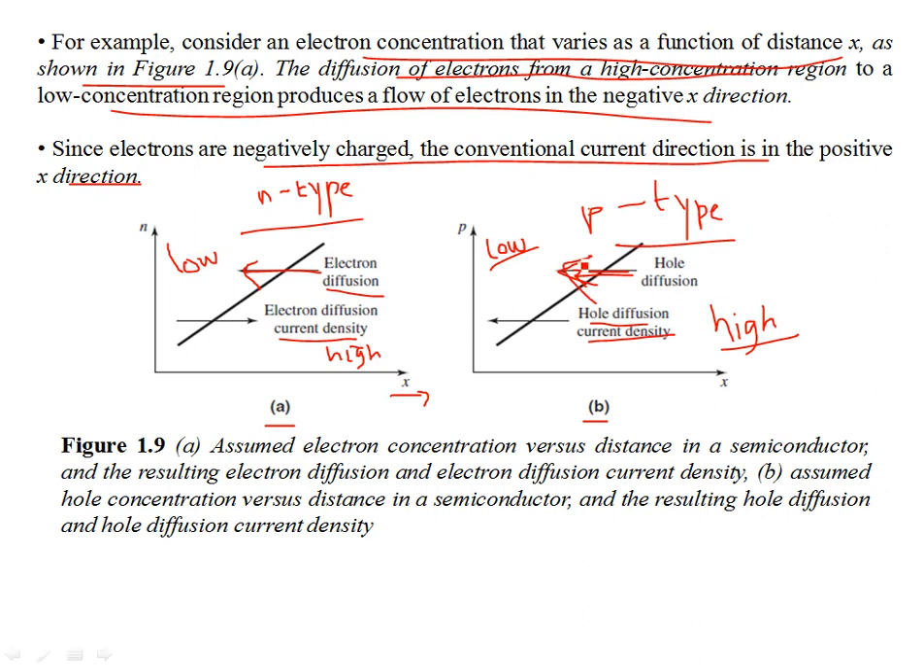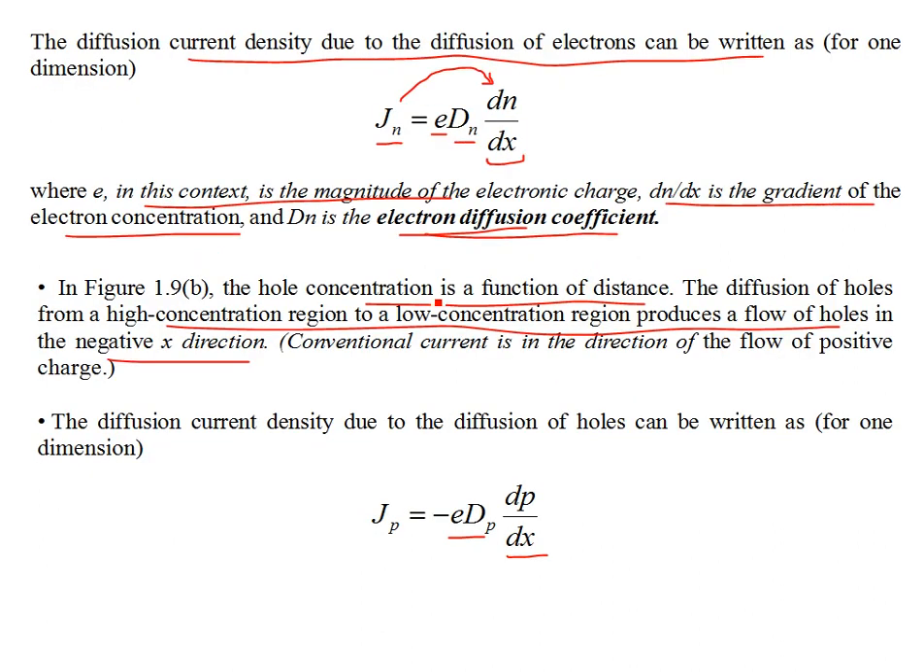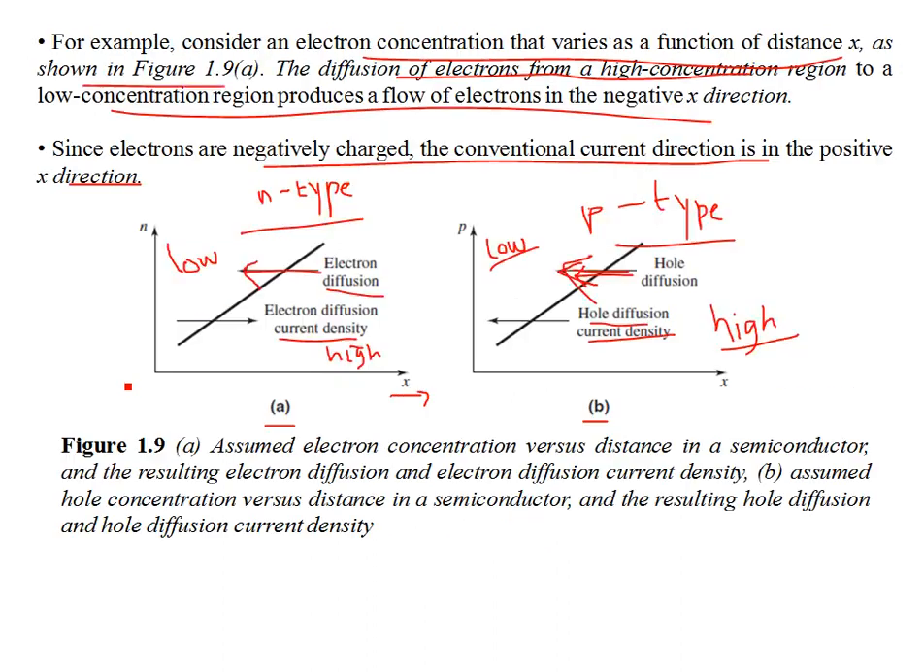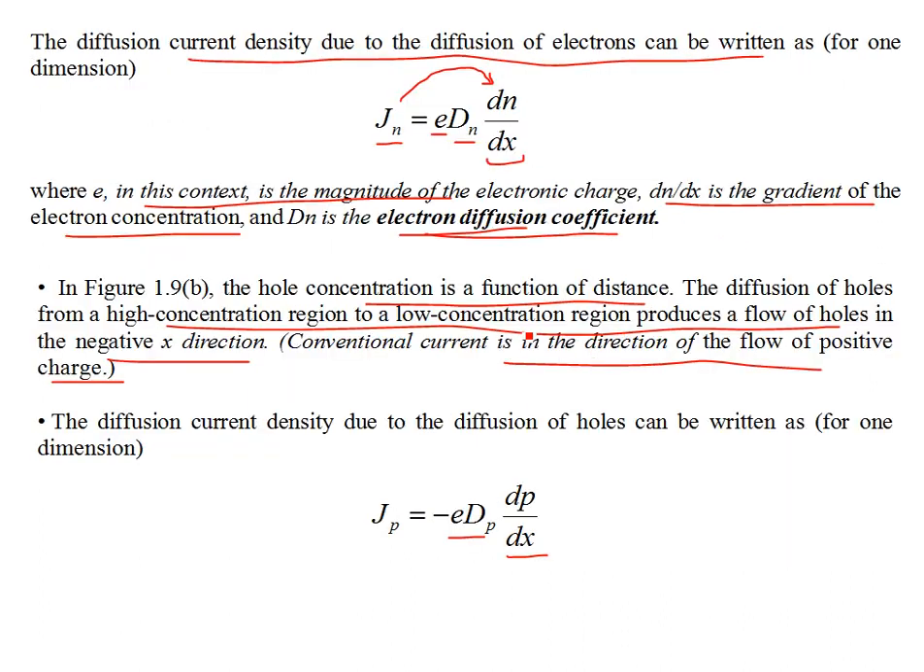From high concentration to low concentration, holes are being diffused. So this is constituting the diffusion current. Now, conventional current is in the direction of the flow of positive charge, so you don't have any problem over here. I mean, the direction of the hole current is the same as the conventional current. So the hole diffusion current is in the same direction as that of hole diffusion, physical holes diffusing from high concentration to low concentration regions.